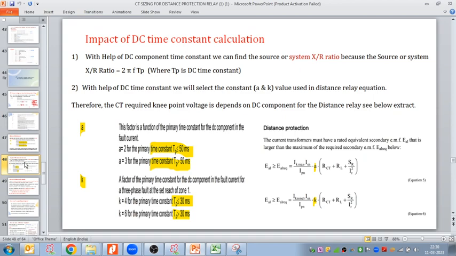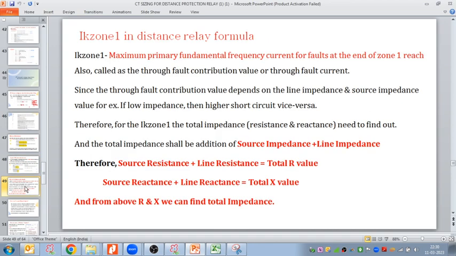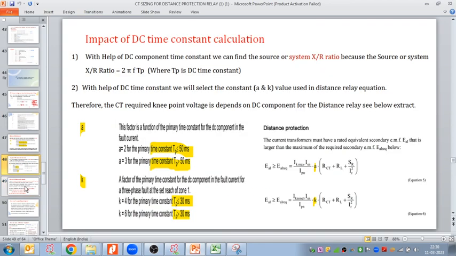Okay, so let us connect again after 5 minutes and then discuss the CT requirement for the distance relay. Yeah, 5 minutes. Yeah.